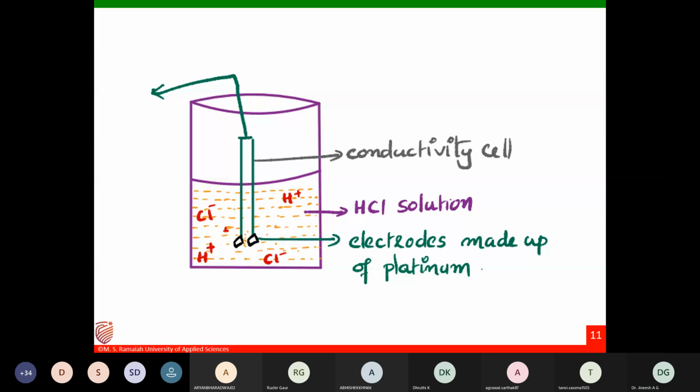Yes, sir. But which solution is trapped between the electrodes? The same solution is there outside, right? The nature of the solution is the same outside and in between, right? Yes, sir. So even though you are measuring the conductivity of the solution between the electrodes, you are indirectly measuring the conductivity of the entire solution. Am I right?